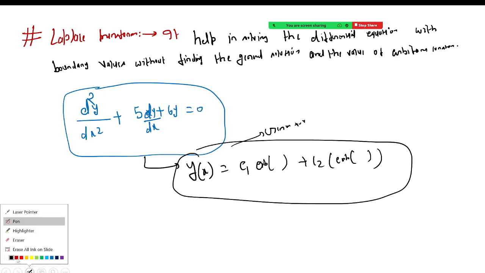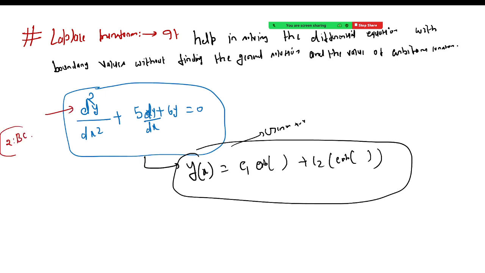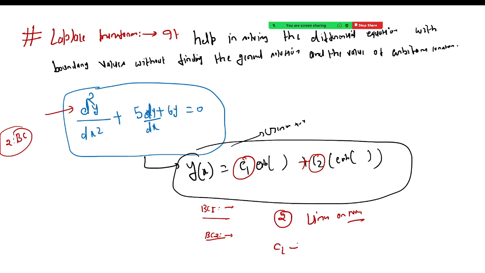And once you got the general solution, since this is a second order differential equation, you will require two boundary conditions to solve for the values of constants c1 and c2, right? So you will substitute the first boundary condition, and then the second boundary condition, and after substitution you will get two linear or non-linear equations, whatever the case. And once you solve these two equations, then you will get the values of c1 and c2, right?